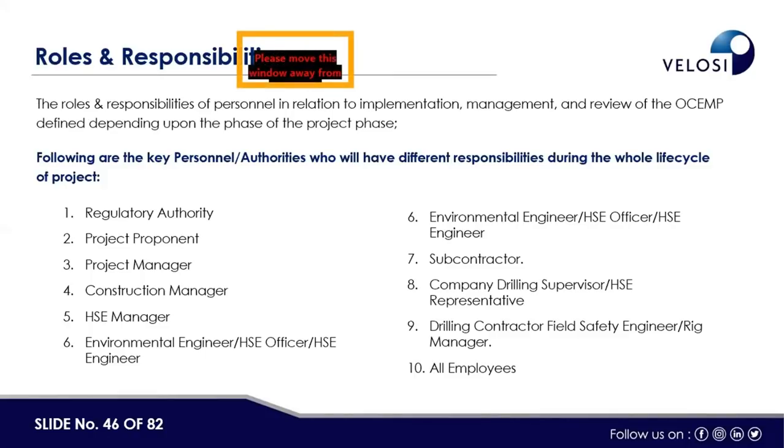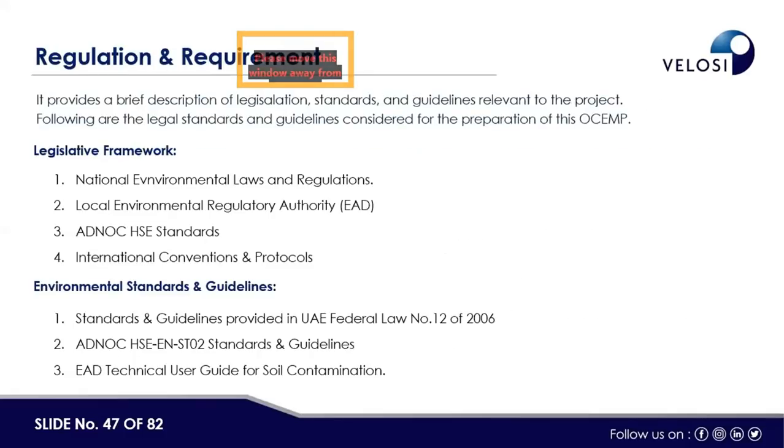Then the project manager is one of the persons responsible for the implementation of the management plan. It is the person who identifies the resources required for the implementation of the EMP. It is the person who guides the team members. It is the person who carries out and ensures the auditing and the monitoring as well. Then the construction manager, HSE manager. So we have defined all the responsibilities of the key persons involved during the project as well, which include the environmental engineers, officers, subcontractors, drilling supervisors, drilling contractors, and all employees as well.